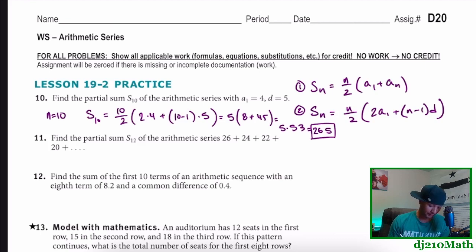Okay, number 11. Find the partial sum of the first 12. And here, so let's see. So n is going to be equal to 12, right? Because we're looking for the 12th one. I know a sub 1, the first term is 26. The common difference. So how do we get from one term to the next? Well, we're subtracting 2. And we're subtracting 2. So minus 2 is the common difference.